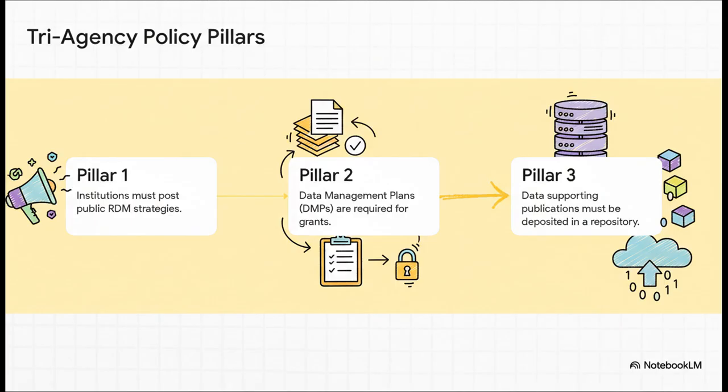First, your university or institution needs to have a public strategy for how it supports data management. Second, for a lot of grants now, you're going to need a data management plan, or a DMP. And third, you'll be required to deposit the data that supports your publications into a digital repository.